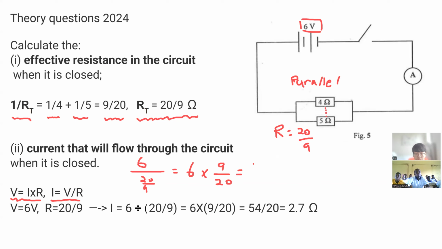This equals 54 over 20, and that would be in ohms. You don't need to divide that in the exam, you can leave it as 54 over 20. Oh, sorry. Since this one is current, this is actually in ampere, so it's A. So this is actually not correct. This is supposed to be ampere, since the unit of current is A, ampere.